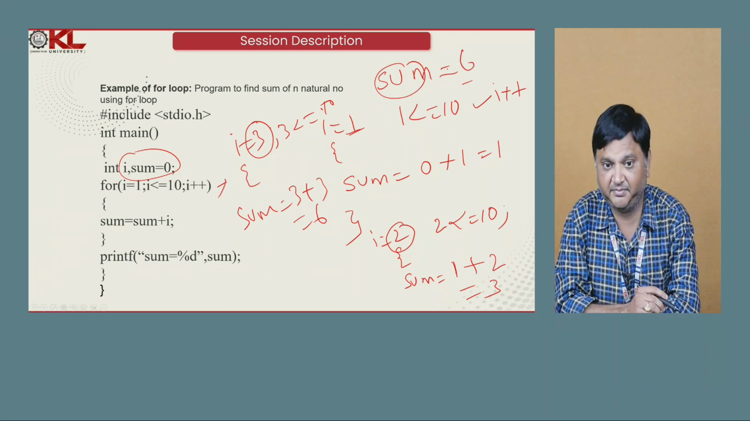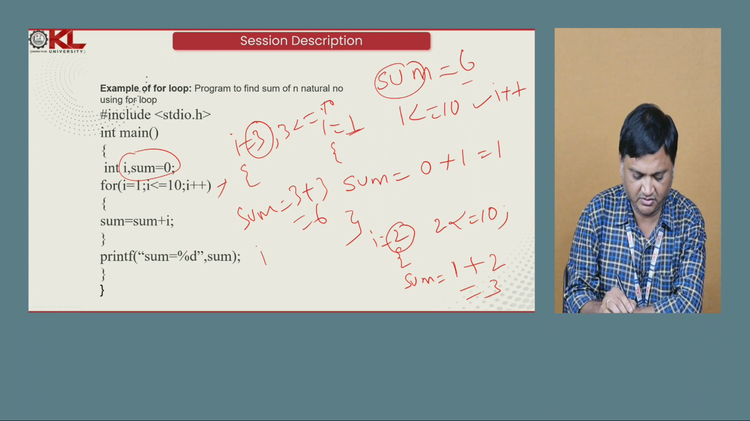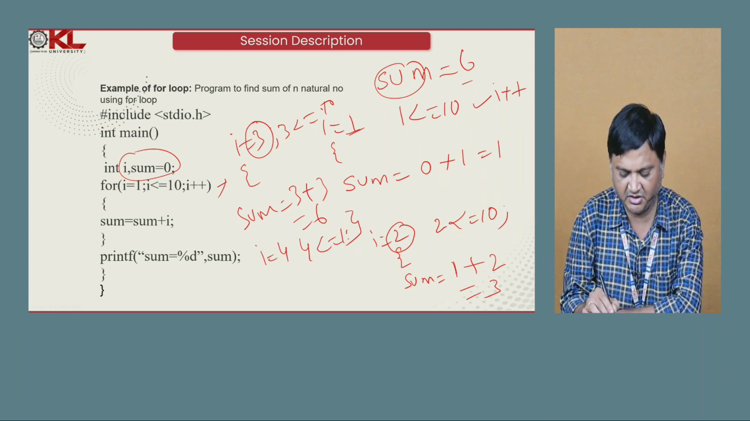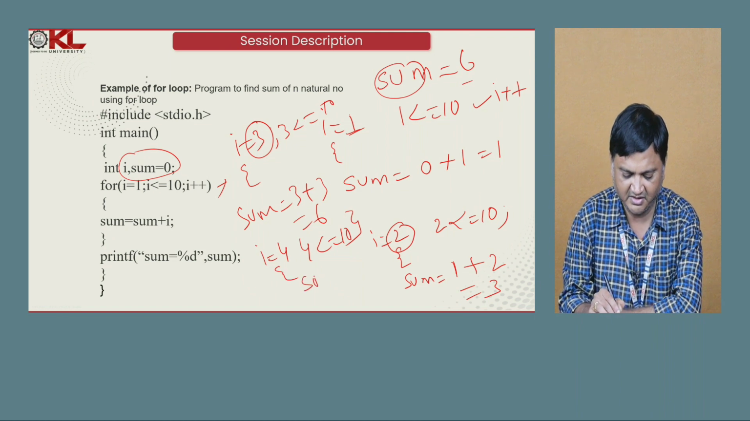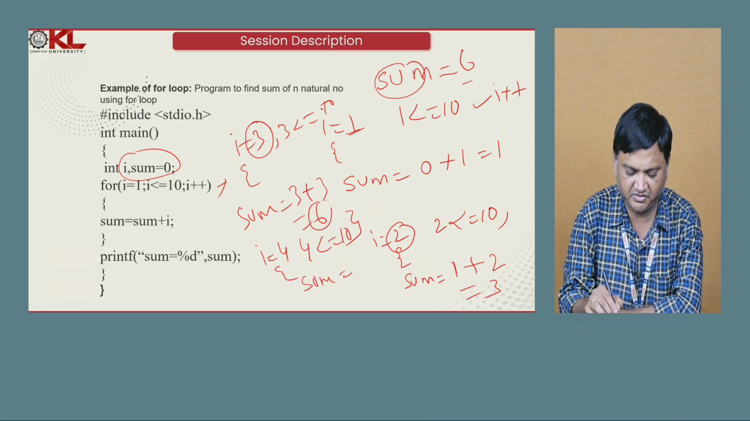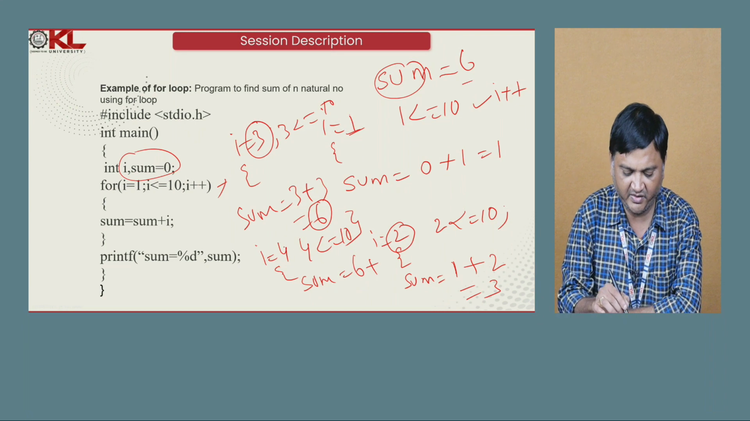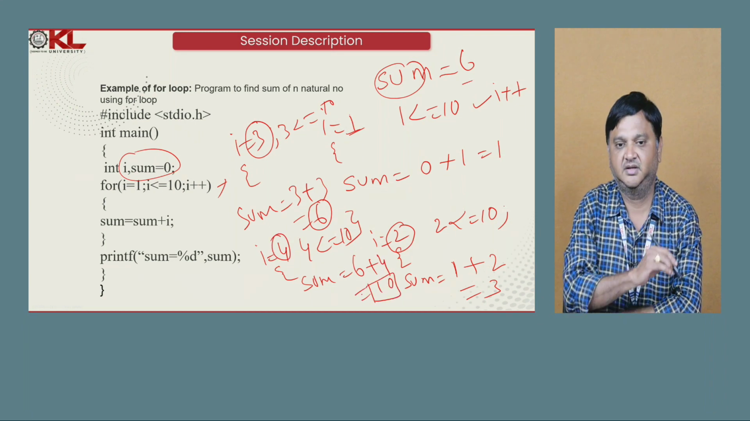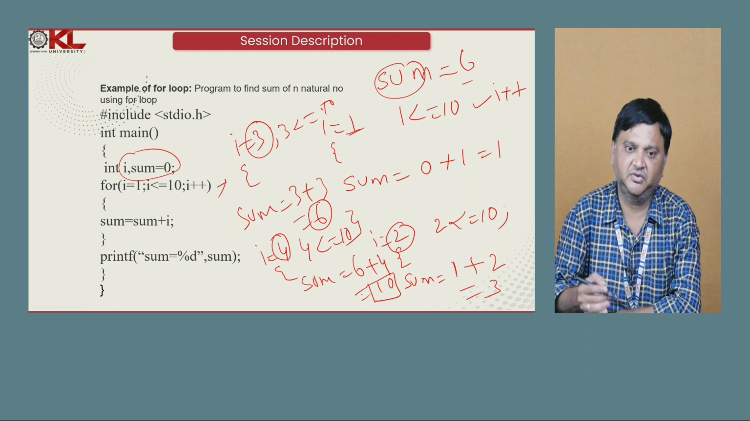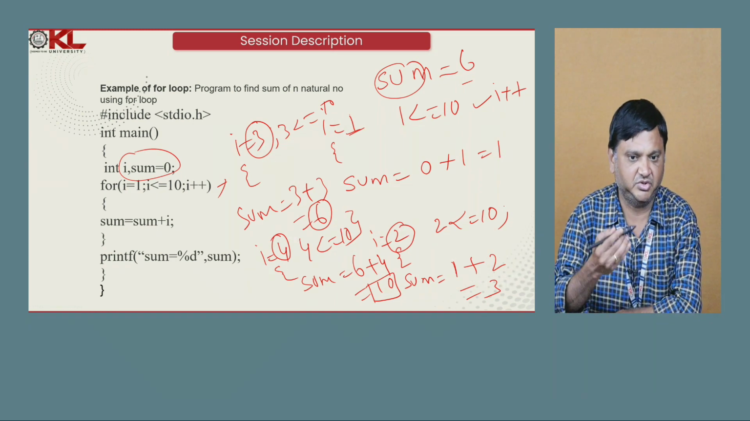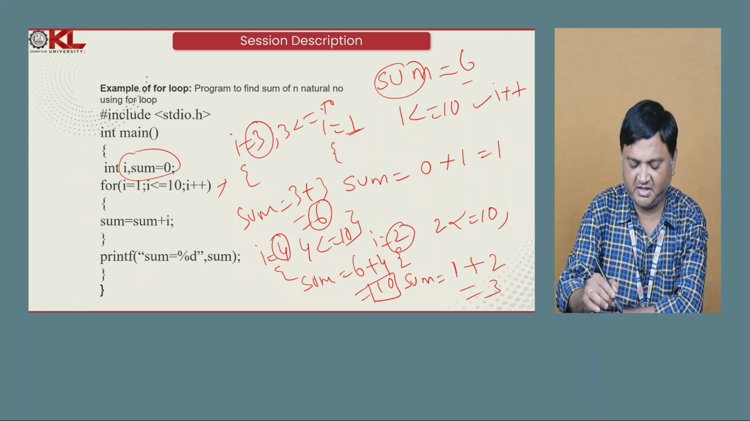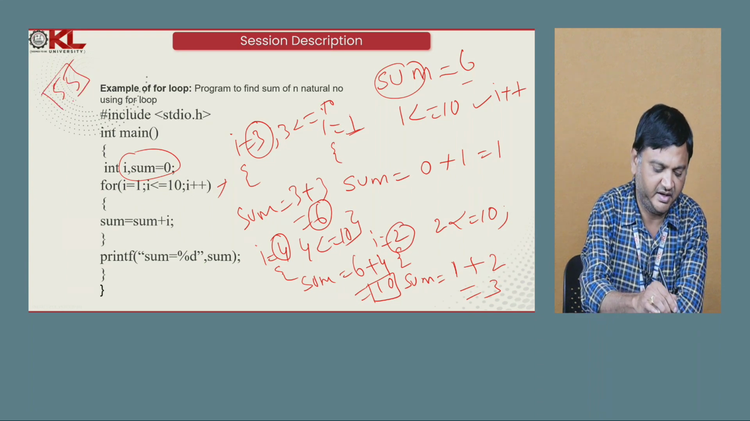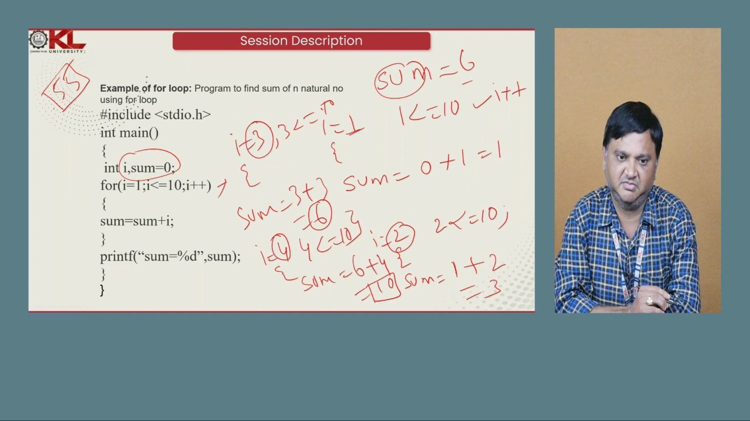Can you tell me what is the next step, my dear students? Yes, most of the students are giving answers. i equals 4, sir. 4 less than or equal to 10, yes, it is true, sir. Sum equals the previous value of sum, 6. The i value is 4. 6 plus 4 equals 10, which is stored in sum. If you perform up to i equals 10, you will get the sum of the first n natural numbers. 55 will be printed on the screen. The output must be 55.